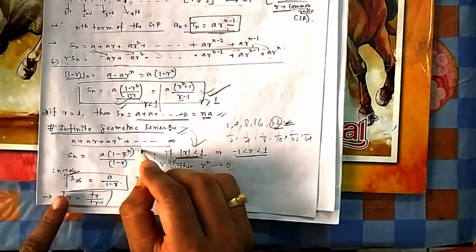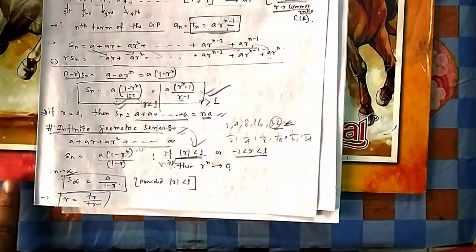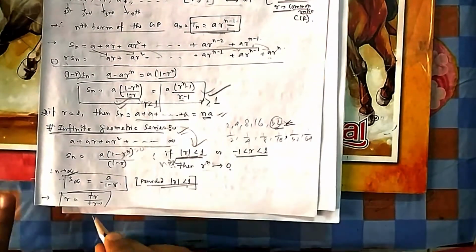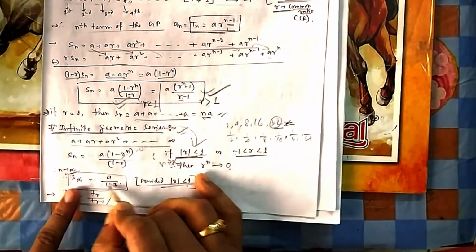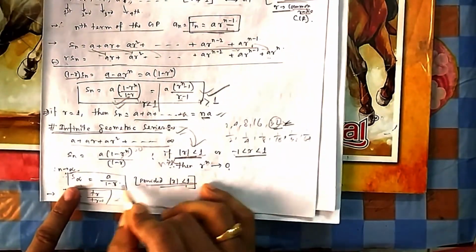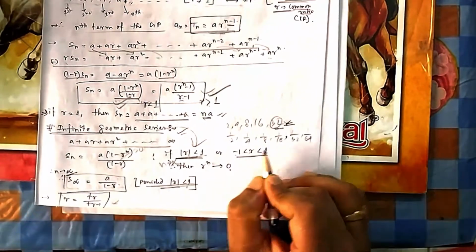So if this becomes 0, then what is your answer? A by 1 minus r, provided that mod r is less than 1. So this is the formula for the summation of an infinite GP series. S infinity, that's why I've written A by 1 minus r, provided that mod r is less than 1.